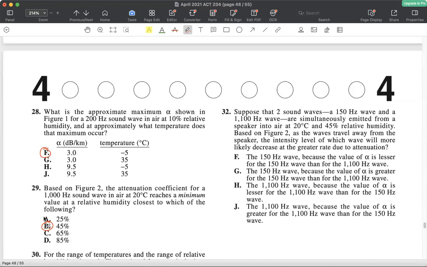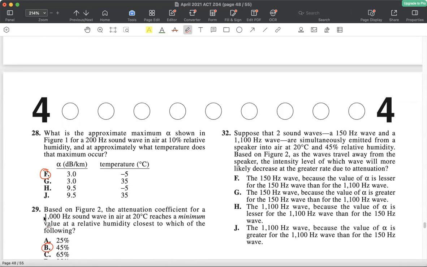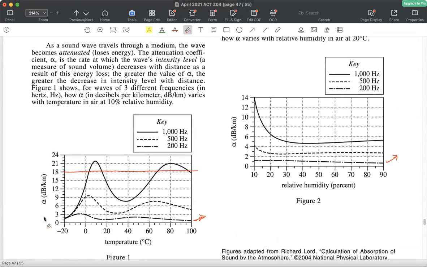Okay, suppose that 2 sound waves, a 150 hertz wave and a 1100 hertz wave, are simultaneously emitted from a speaker into air at 20 degrees centigrade and 45% relative humidity. Based on figure 2, as the waves travel away from the speaker, the intensity level of which wave will more likely decrease at the greater rate due to attenuation? Okay, so we are looking at 45% humidity and 150 and 1100.